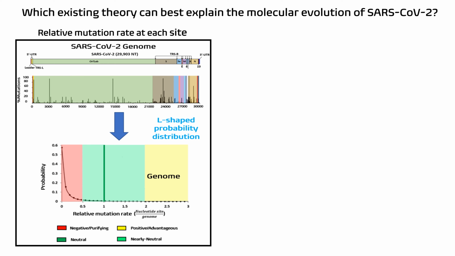Converting this, the probability distribution of a particular site undergoing 0, 1, 2 mutations or even more exhibited an L shape. This means that most sites exhibited little to no mutations and are under negative selection or are strongly conserved. Sites with increasing mutation rates relative to the genomic mutation rate are exceedingly rare. Knowing this, which theory can best explain this L-shaped distribution of the relative mutation rates for SARS-CoV-2?